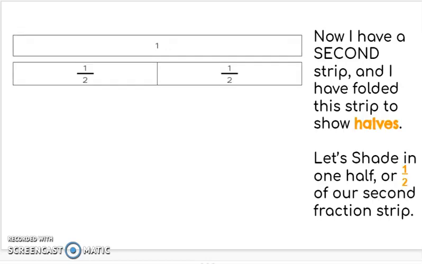So imagine that this is one of my paper strips, and that this strip represents one whole. So one whole strip. Now I have a second strip, and I have folded this strip to show halves. So we know halves. How many pieces do we need to make one whole? 2. Great job. Let's shade in 1/2, or the fraction would look like 1/2, of our second fraction strip.